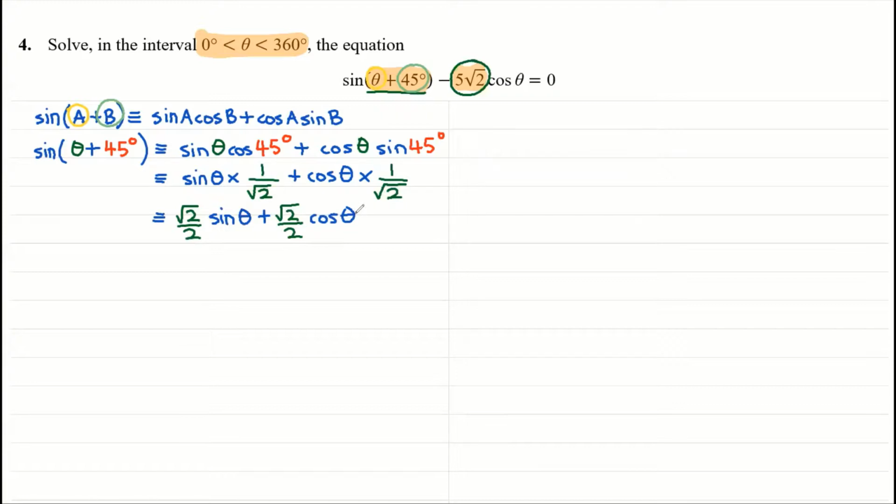Right, now we've broken open the theta plus 45 within the sine function. We're in good shape here because we've got sine theta and cos theta, and we've got the cos theta over here waiting. So we can put all this back into the equation. So in the equation, sub everything in, see what happens. So we're now going to have root 2 over 2 sine theta plus root 2 over 2 cos theta. And then from the equation, subtract 5 root 2 cos theta is equal to 0.